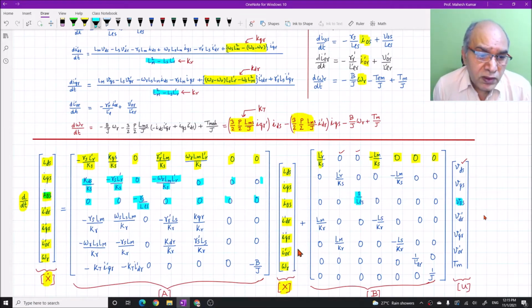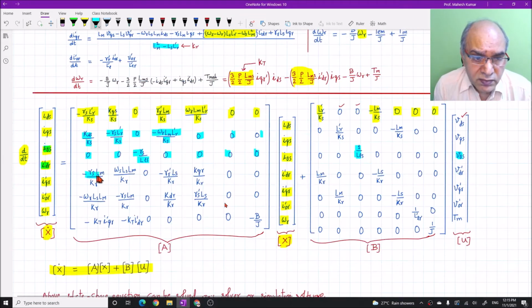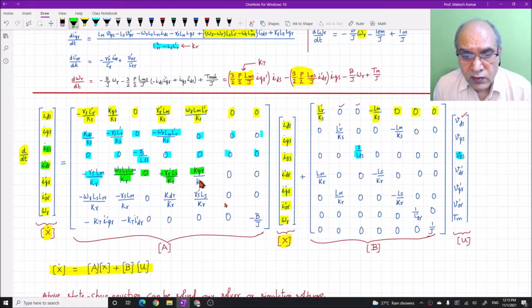Similarly, we will form the d(idr')/dt term. Similar to that, this is the first term, and then we have a second term. Third is 0, minus r' Ls by Kr is the fourth, Kqr by Kr, and 0 and 0. Please note here the Kr and Ks, there are two terms I have used. This is Ks, this is Kr.